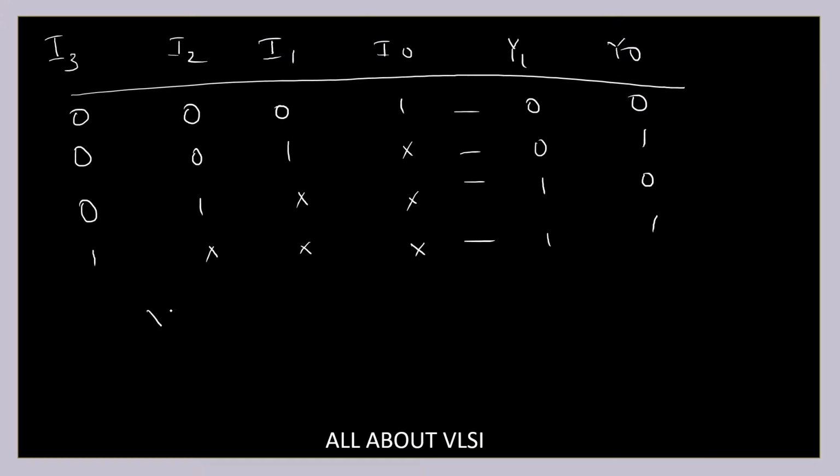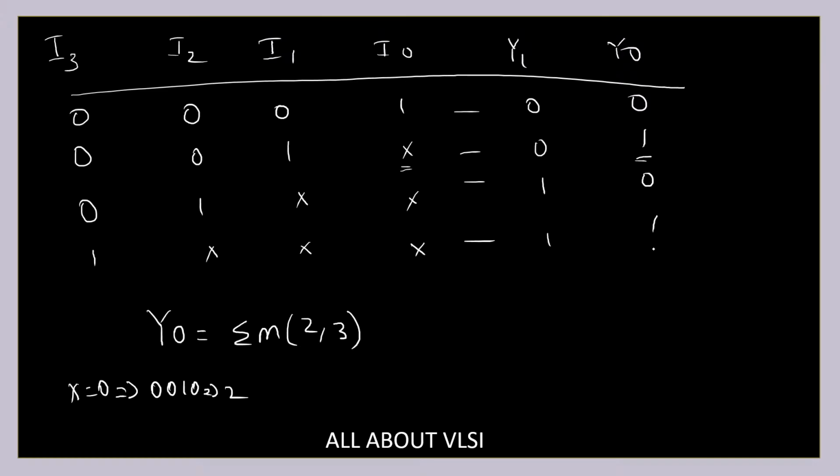So for y0, let us take the minterms first. If you carefully observe, you have x over here. If we have x here, how to take the minterms? It's very simple. Substitute x equal to 0. Then it is 0 0 1 0, which is nothing but 2. 2 is one of the minterms. And next is 0 0 1 1, which is 3. 3 is one of the minterms. So y0 has minterms 2 and 3.